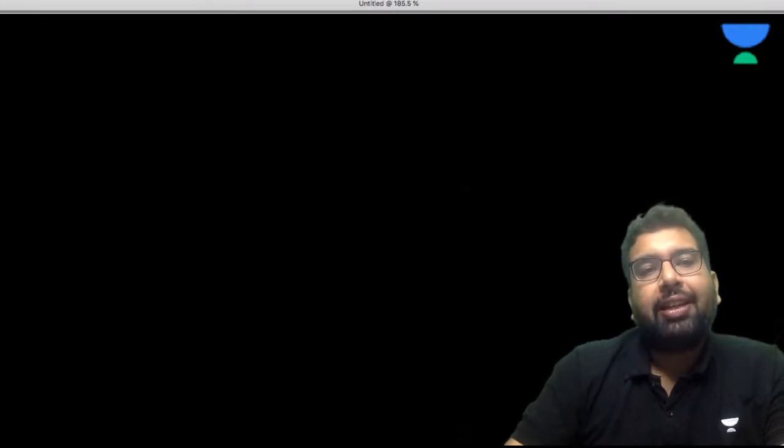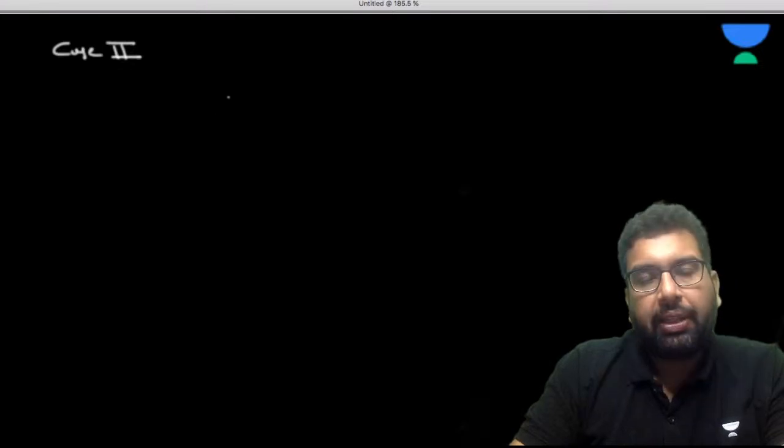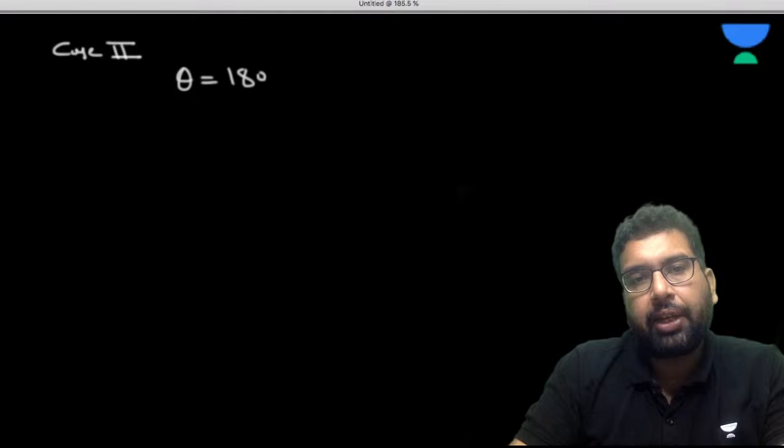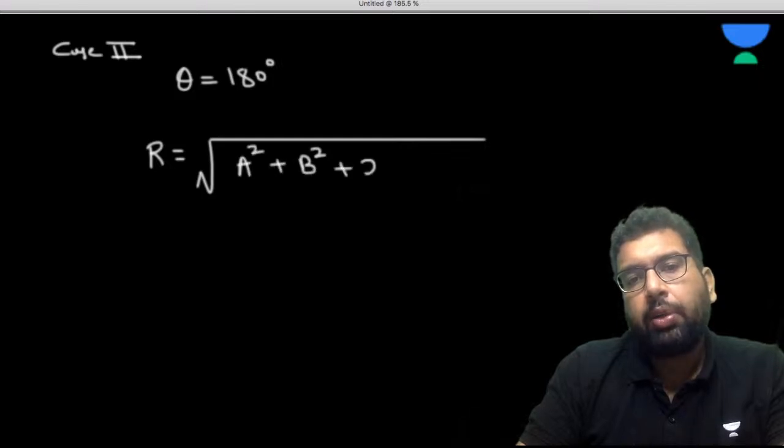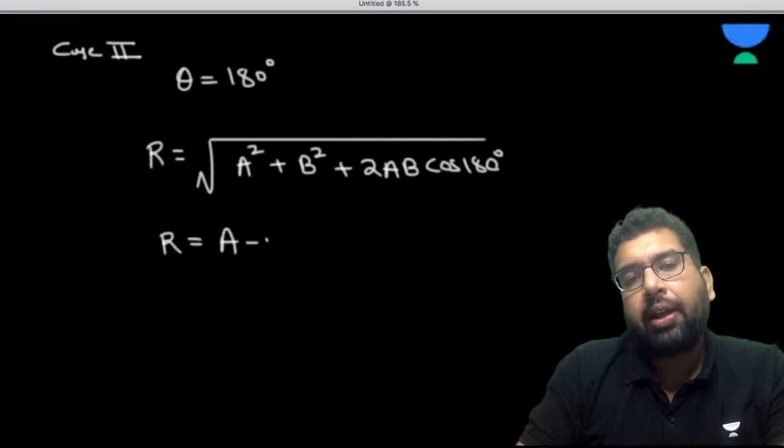Now similarly, case 2. If let's suppose the angle between two vectors is 180 degrees, let's apply the formula right away. It is going to be 2ab cos 180. So what is going to be the R? It is A minus B.